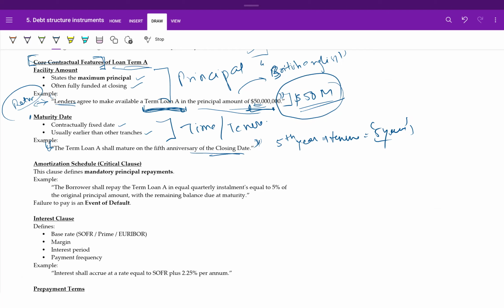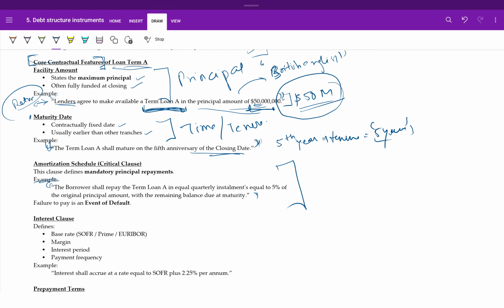Now, the amortization schedule. Amortization is the most important clause in loan term A. The amortization schedule defines mandatory principal repayments and the pace at which the risk is reduced. This is an example from a loan term A agreement: the borrower shall repay the loan term A in equal quarterly installments equal to 5% of the original principal amount, with the remaining balance due at maturity.